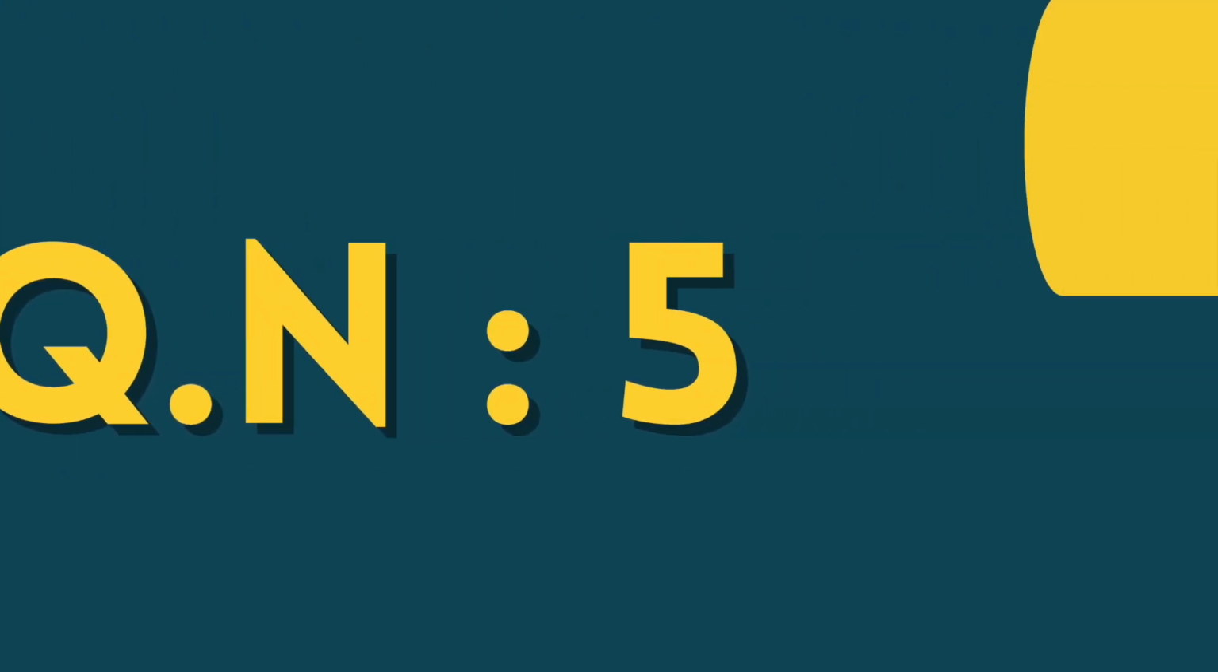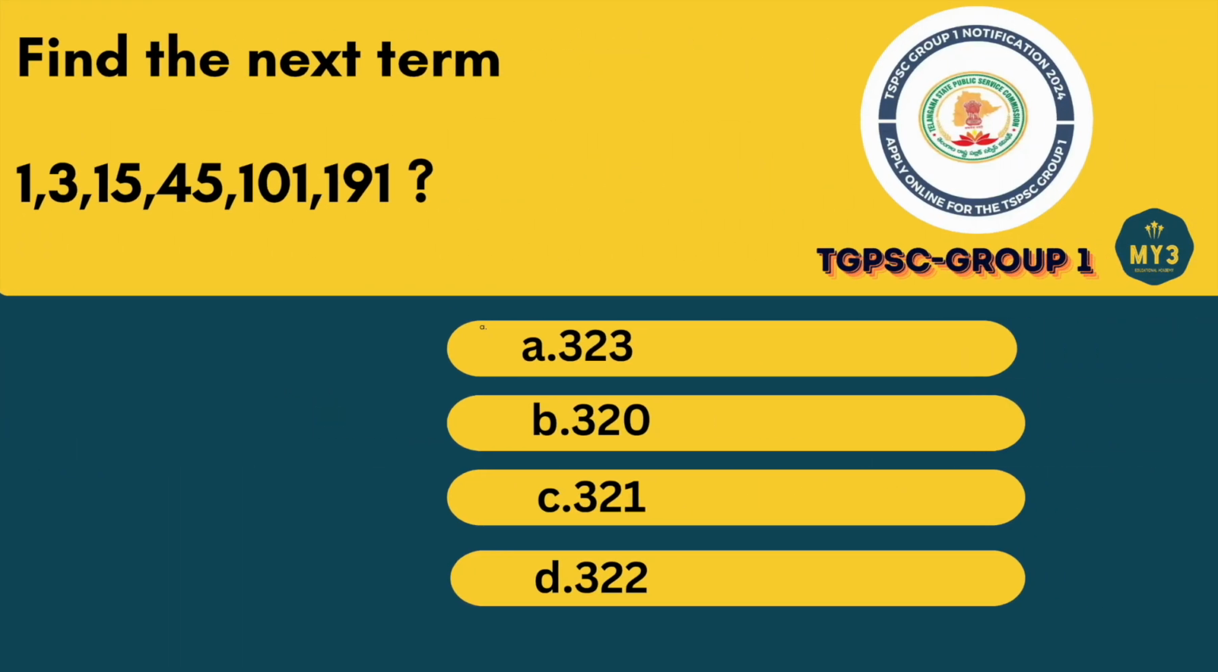And let's look at one last practice question under this. This is the question which was given in the TGPSC Group 1 exam 2024 paper. Find the next term: 1, 3, 5, 45, 101, 191. This examination was conducted on 2024 June 8th. You try this question using the inputs which I have given.